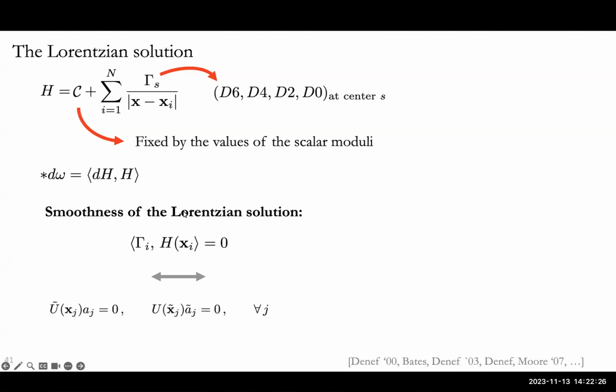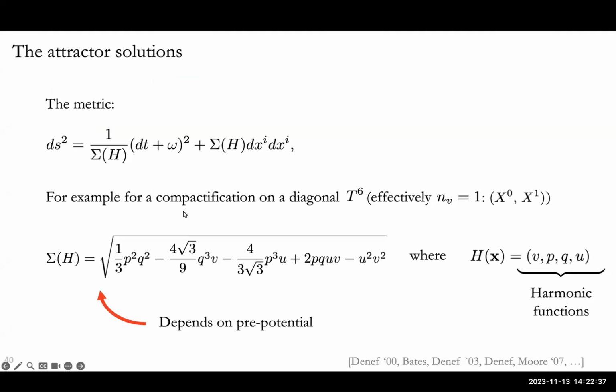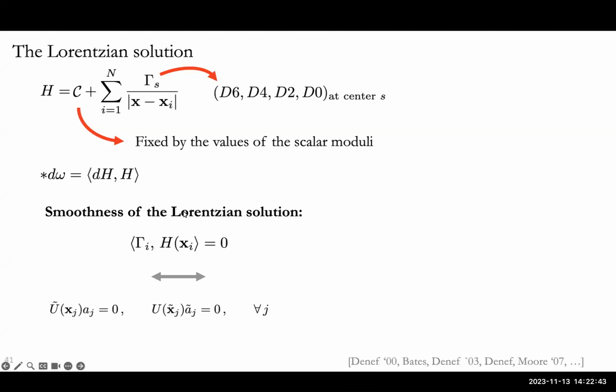And the overall constant c that appears in this harmonic function h is fixed by the values of the scalar moduli that you fix at asymptotic infinity. And in the previous solution, the analog of the angular velocity for these solutions satisfies a constraint that's very similar to what we saw before, where we expressed omega in terms of u and u tilde. Here it is given by a symplectic inner product between EH and H.